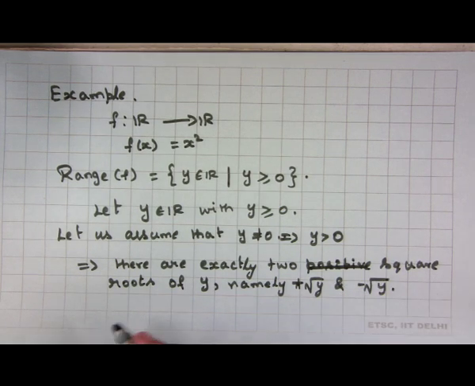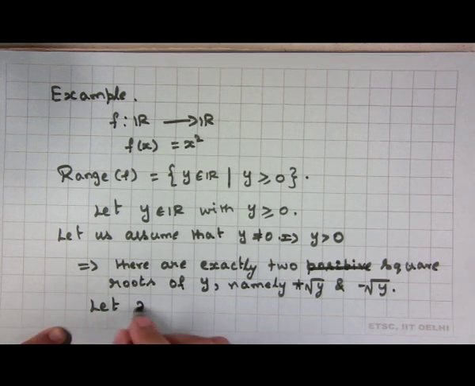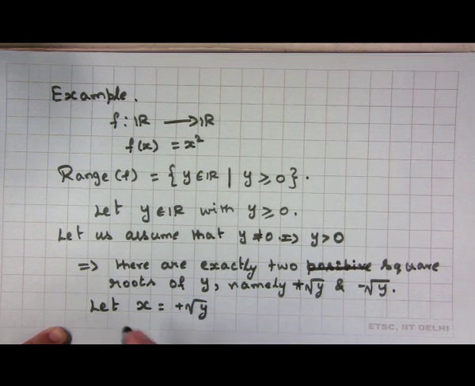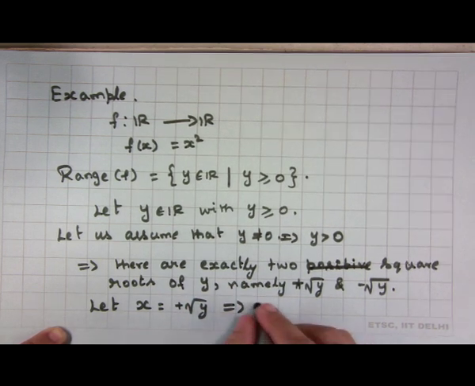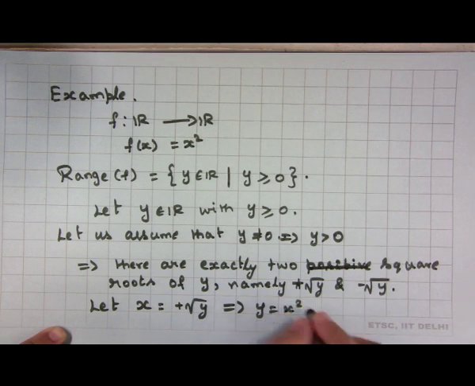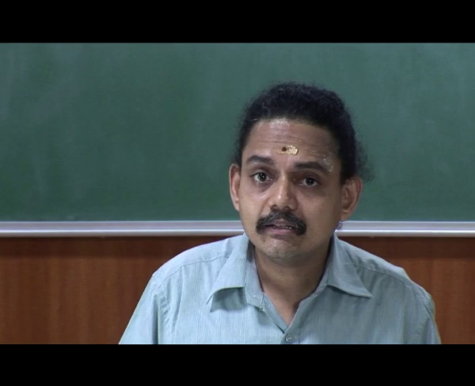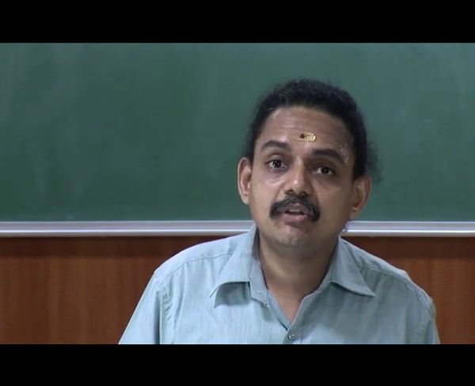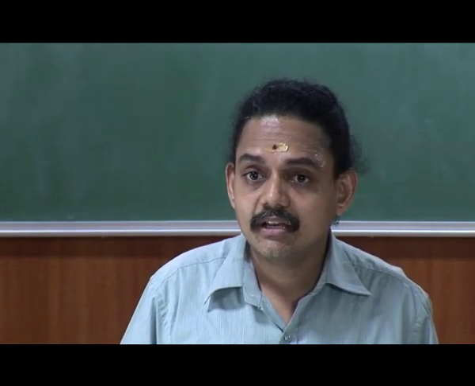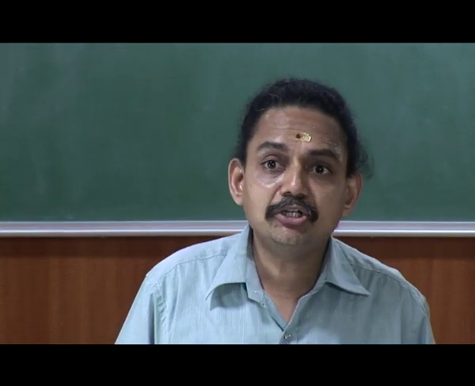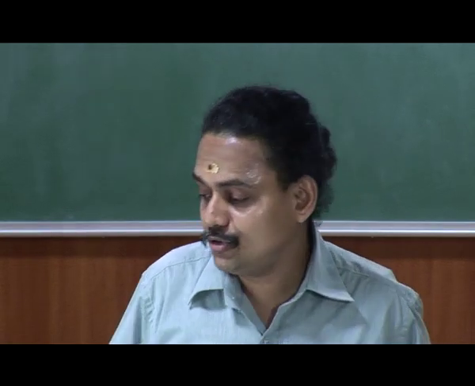So, let us choose one of them. Let x equal to plus root y, that implies that y is x square. Thus, we have produced an x in R such that y is of the form x square. Thus, range of f is all those y in R with the condition that y is greater than or equal to 0.